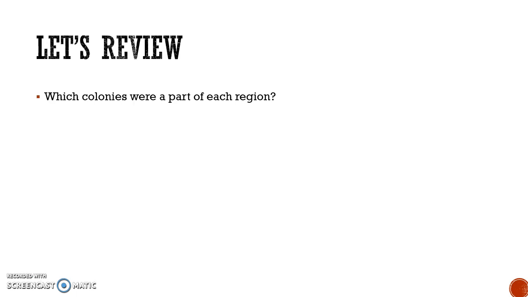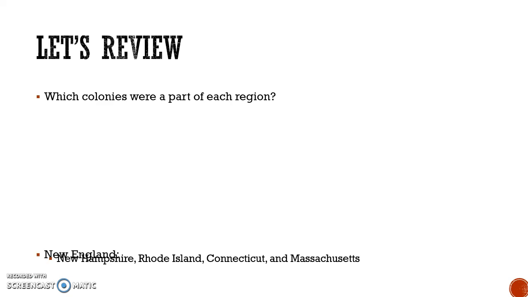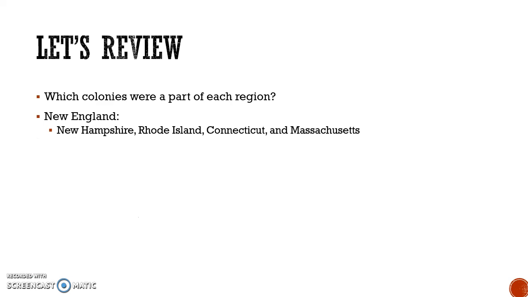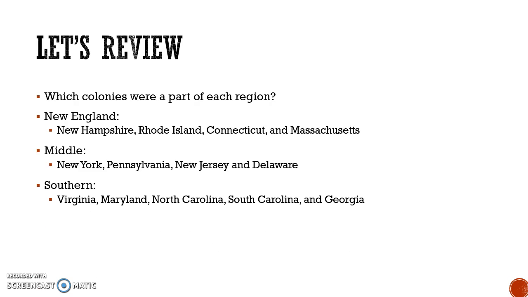Let's review which colonies were a part of each region first. The New England colonies consisted of New Hampshire, Rhode Island, Connecticut, and Massachusetts. The Middle colonies consisted of New York, Pennsylvania, New Jersey, and Delaware. And finally, the Southern colonies, which were Virginia, Maryland, North Carolina, South Carolina, and Georgia.